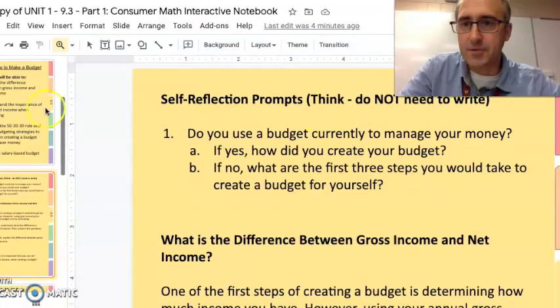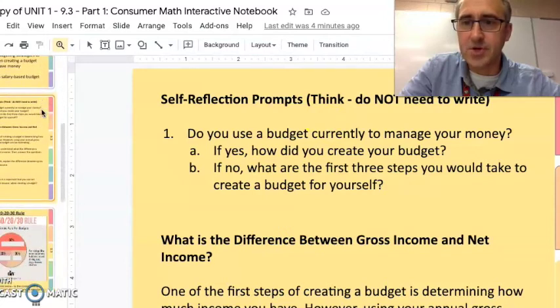On page number 3, this is the second actual page of words in our interactive notebook for today. We are going to do a little self-reflection based on thinking. You don't need to write, I just want you to sit back and think as I read this. Do you use a budget currently to manage your money? If yes, how did you create that budget? If no, what are the first 3 steps that you would take to create a budget for yourself?